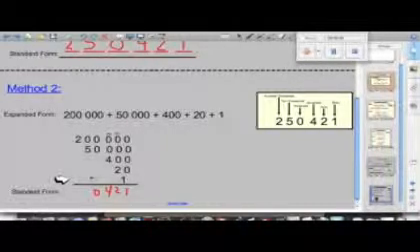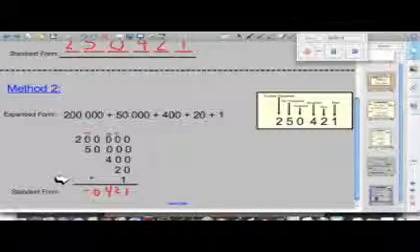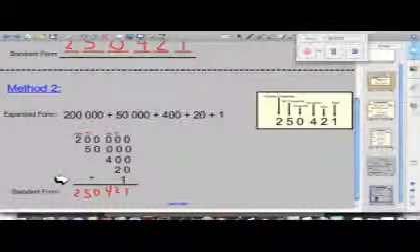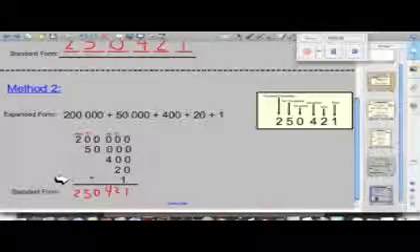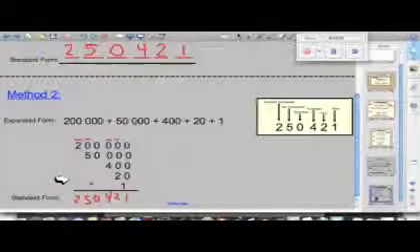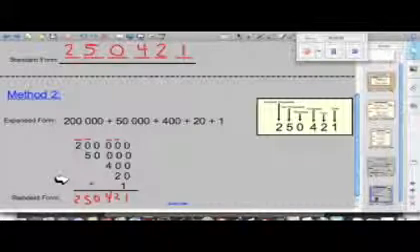And now I can move over to my 10,000s. 0 plus 5 gives me 5. And moving over lastly to my 100,000s column, 2 plus 0 gives me 2. And if I just scroll up for a moment, you'll see that both methods result in the same standard form notation of 250,421.